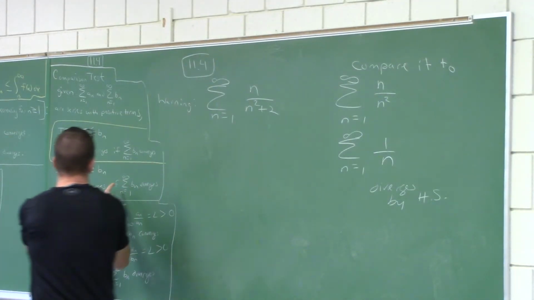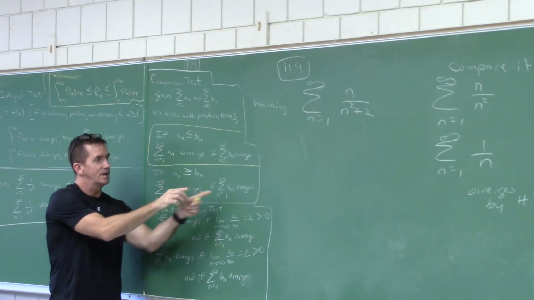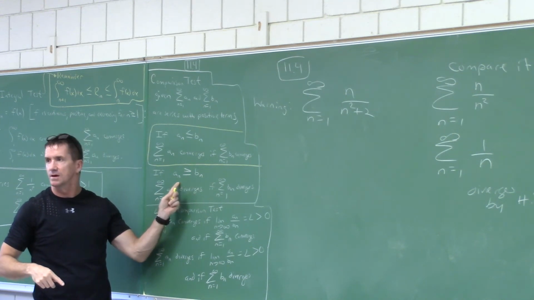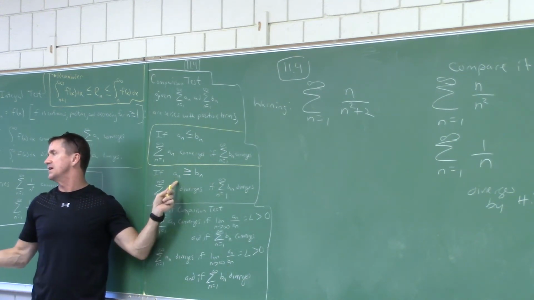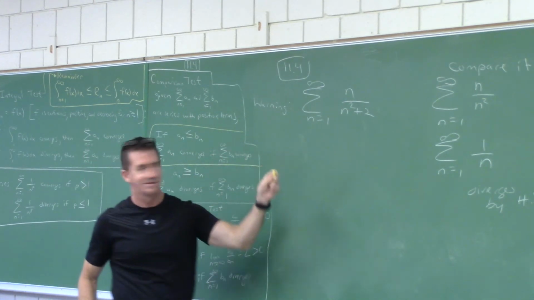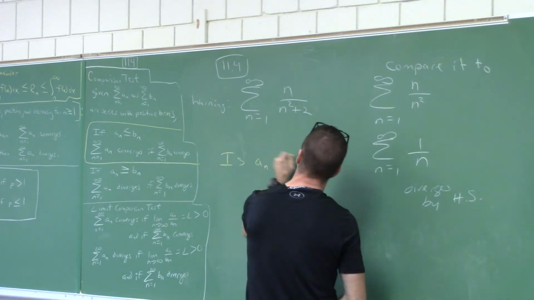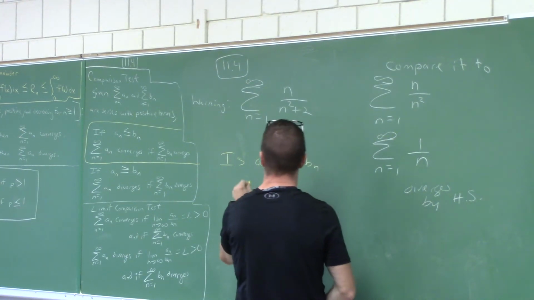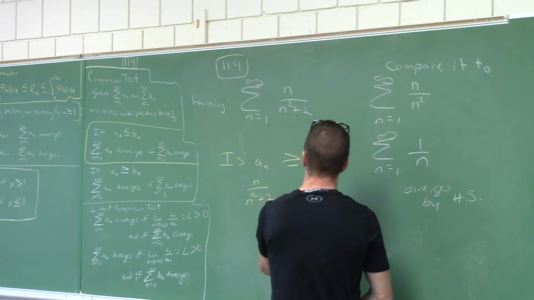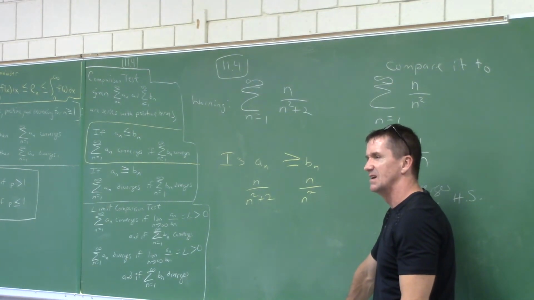What does this say right here? I can use the comparison test if the series I'm comparing it to diverges, but what has to hold true? A sub n's got to be greater than or equal to b sub n. You follow me? And look carefully. Is a sub n greater than or equal to b sub n? That's the trouble. So what I'm saying is I'm not going to use the comparison test on this problem. Connor, do you follow that? Yeah. I just want to make sure.